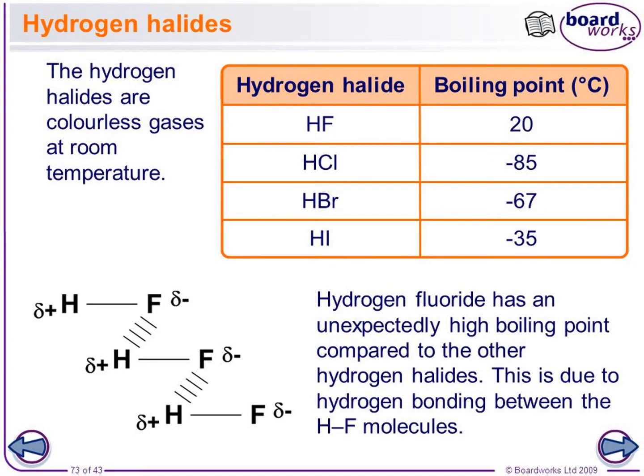Now, hydrogen halides. The hydrogen halides are colorless gases. What is a halide? I will tell you. Halogen gases are reacted with hydrogen. So hydrogen fluoride, hydrogen chloride, hydrogen bromide, hydrogen iodide. You understood? What is there in group 17? Fluorine, chlorine, bromine, iodine.